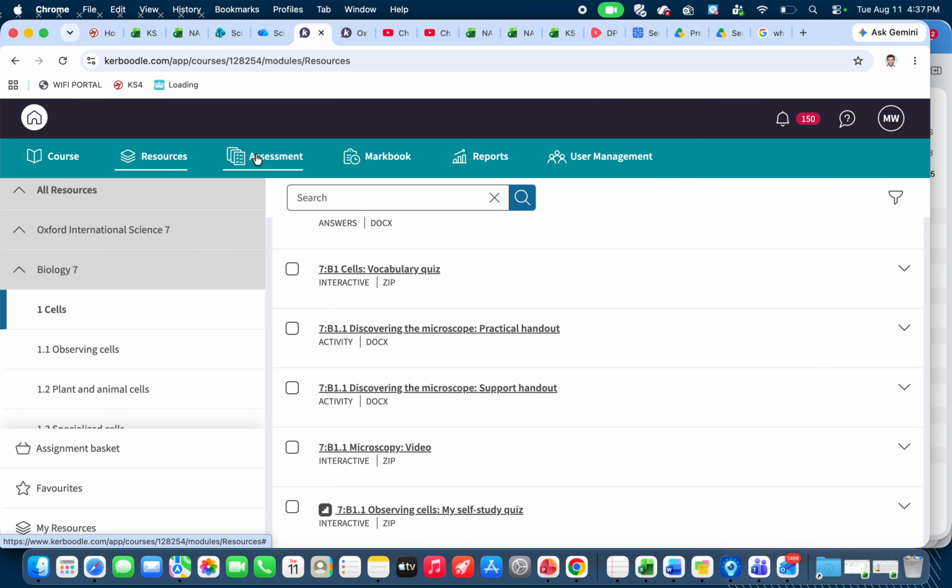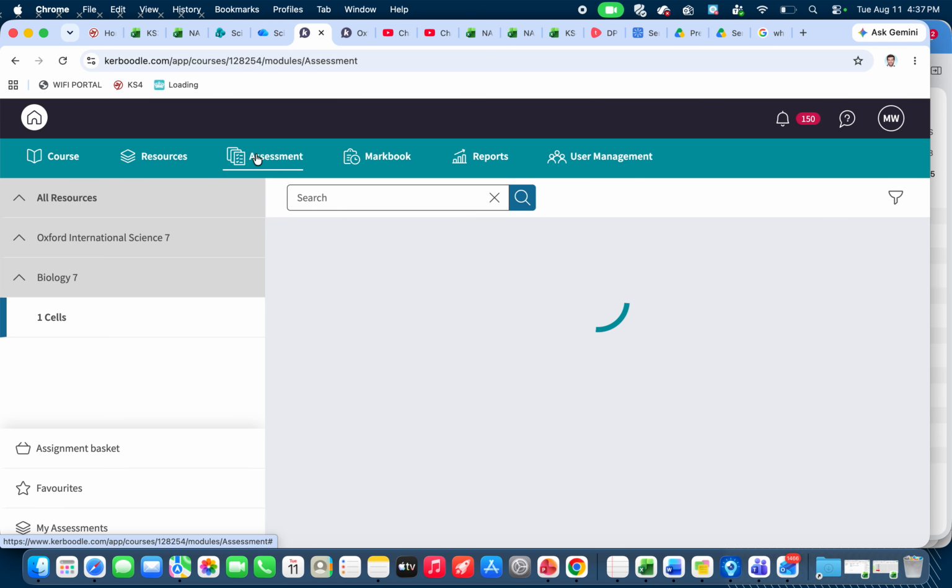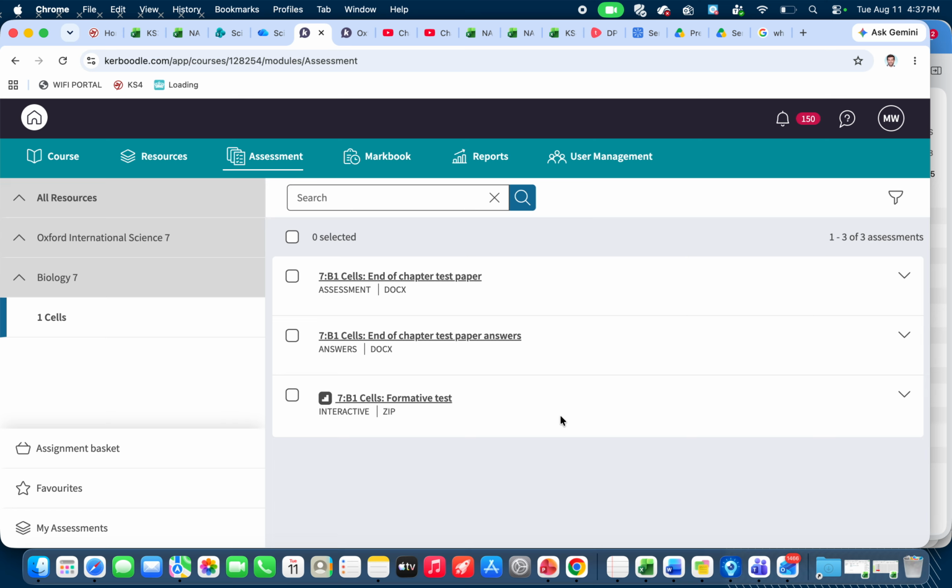If you go into the Assessment tab, you will see 2 different things. You'll see an end of chapter test paper. I'll talk about that in a second. And then you'll see this thing, which is a formative test. Now, this has changed its name over time, so we're just calling it an online quiz, because that's the most consistent thing we can call it. You'll notice here, you get started doing it, okay, you take some questions.